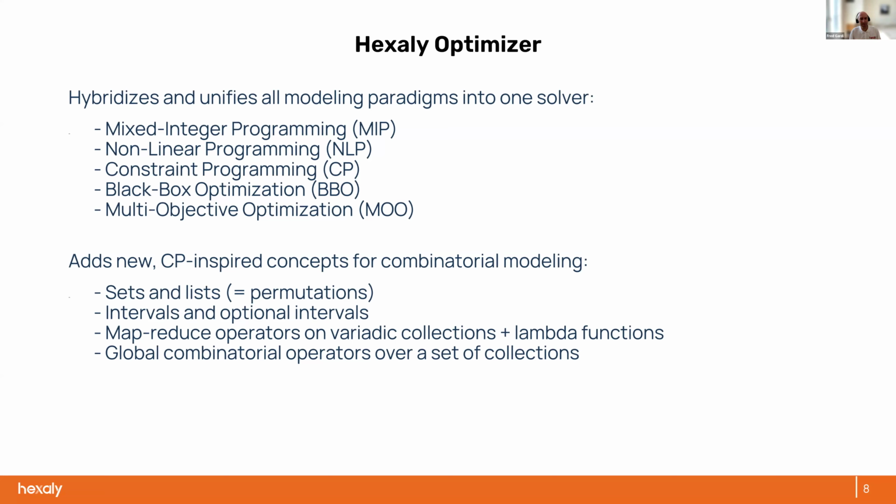And we have very unique operators that can operate on these discrete structures. It's what we call map-reduce operators operating on collections, variadic collections. These are collections that have a dynamic number of elements that can change during the solve. We have lambda functions, and we have global combinatorial operators that look like global constraints in constraint programming, but again, it's slightly different. I will detail all of that. It's a bit abstract here, but just to mention that Hexaly is not just a mix of what was existing, but we have added some concepts, and these concepts, you will see, are critical to solve the problems we say we are now able to solve very efficiently at scale.